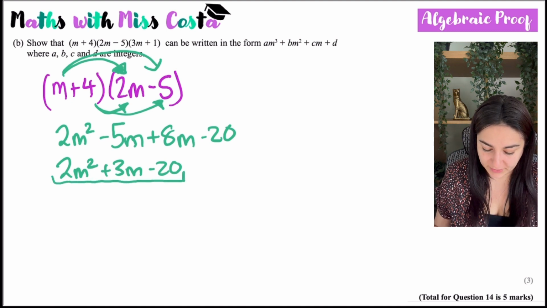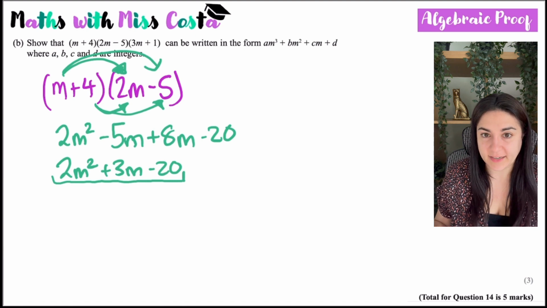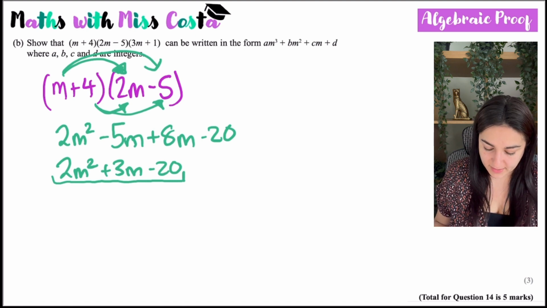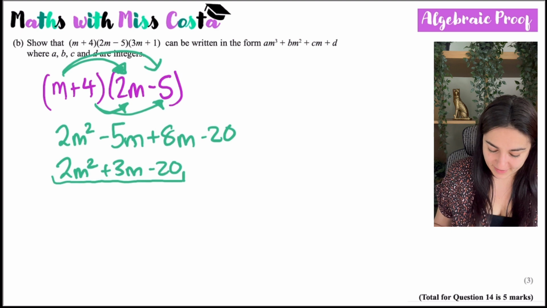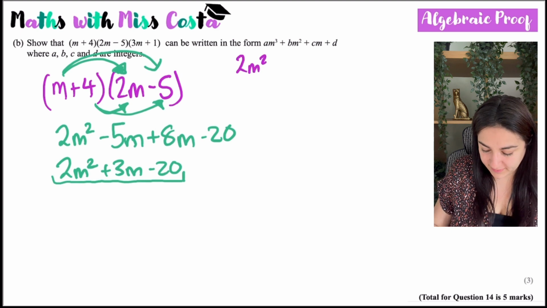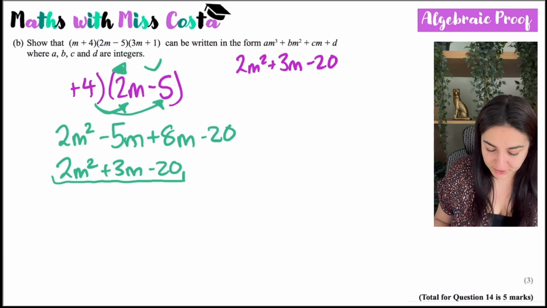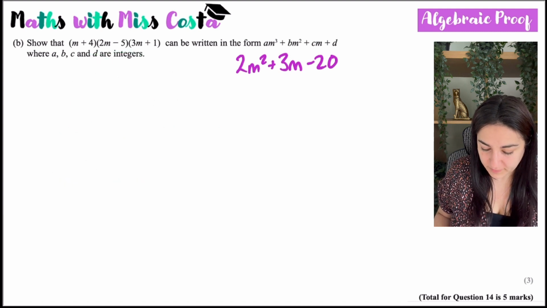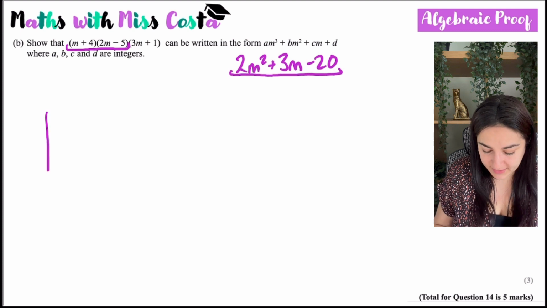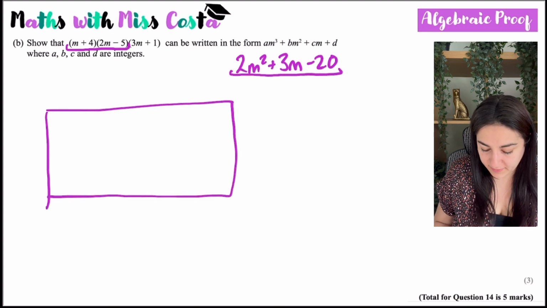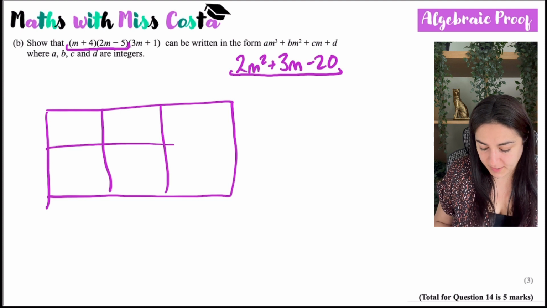Now there's loads of ways you can do it. Normally I say use the grid method way, and in fact I'm going to stick by that because so many people just make silly mistakes because they're rushing. So I'll show you how to do the grid method way. So I know that these two brackets expand to make this. Okay, so then I draw myself out a grid with 3 terms by 2 terms.